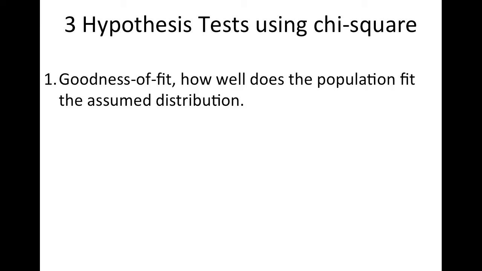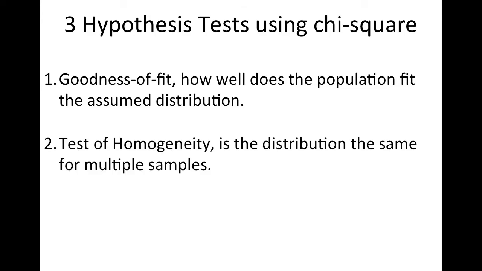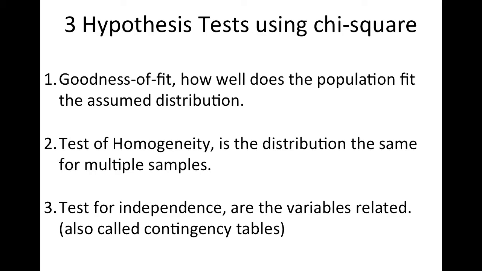So the first one is the goodness of fit test. How well does the population fit the assumed distribution? This is going to be one variable with one sample. The second is the test of homogeneity. This is going to be looking at multiple samples. Now, it's not going to be organized as a table, but the way these samples are going to be taken is very important. The test of homogeneity and the test of independence are going to be very closely related, in the way the test is run.